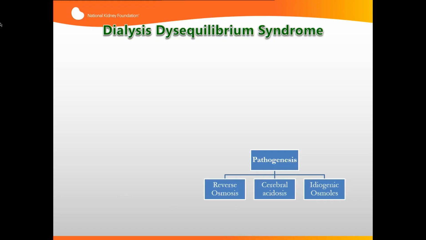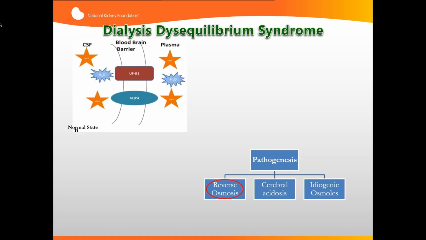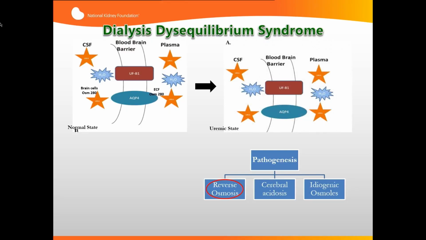So why does dialysis disequilibrium occur? Well, there are 3 theories of pathogenesis, but really only one of them has truly been accepted, and that's called the reverse osmosis theory. So let me explain to you how that occurs. So this is your normal state, the blood-brain barrier, your CSF, and your plasma. Now, urea has a reflection coefficient of 0.44 to 0.59, and it doesn't really go across the membrane without specific transporters called UT-B1. So the urea needs UT-B1 to go freely across the membrane between plasma and CSF. And so this allows your brain cells and ECF to maintain the same osmolality.